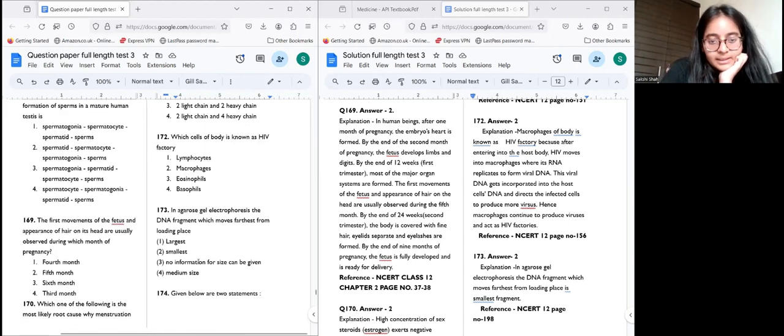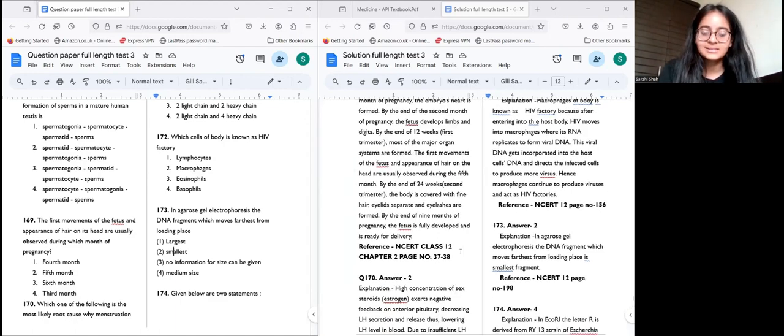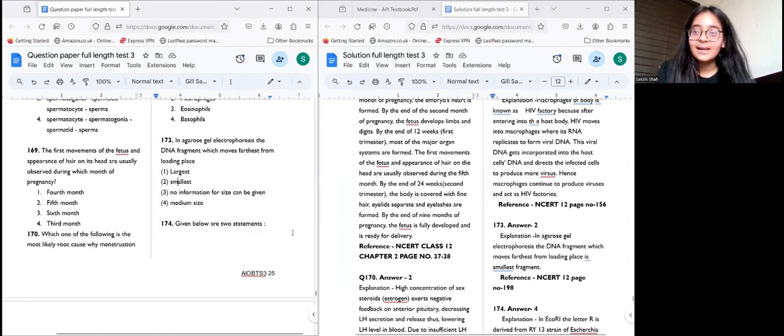For 173. In agarose gel electrophoresis, the DNA fragments which move farthest from the loading place are the smallest, right? If something is very big, it requires more time to cover, right? Because it'll be heavy, it requires more time to cover a larger distance. But something small can quickly go through the small places and reach the destination. So that is why the smallest element reaches fastest. This is just a trick way to remember. It's not conceptual, but it will definitely help you remember the answer, or at least analyze the options.